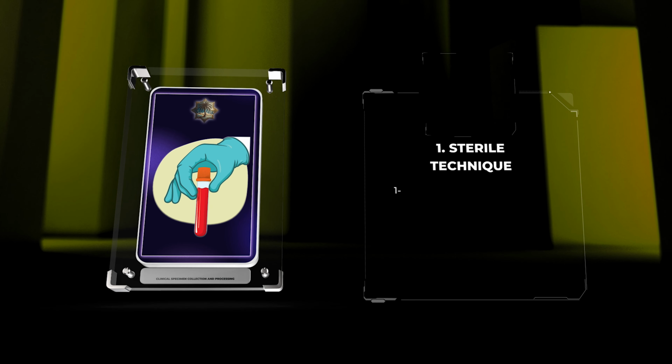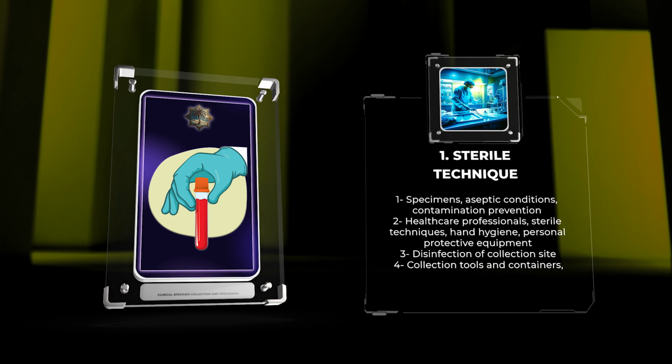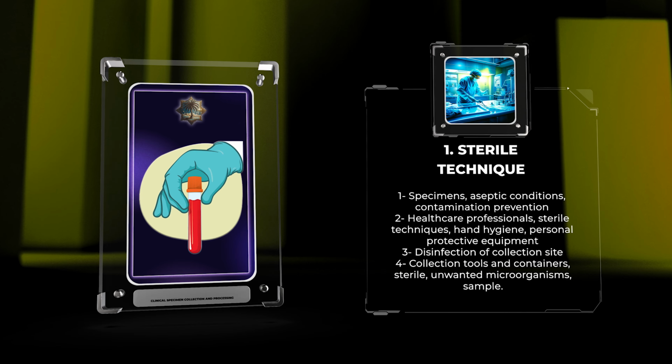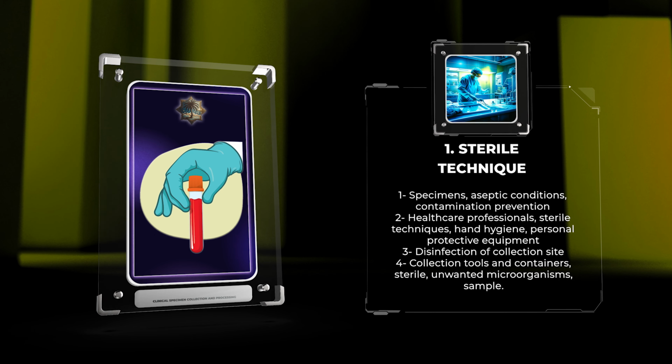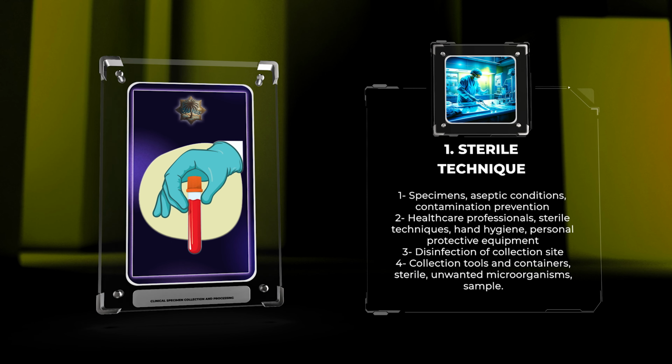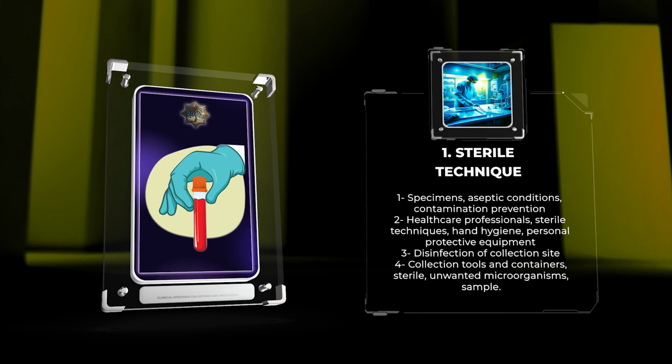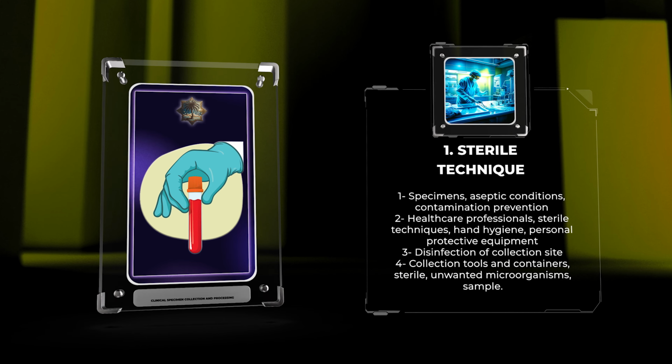When obtaining specimens, it is paramount to maintain aseptic conditions to prevent contamination. Healthcare professionals must follow strict sterile techniques, such as proper hand hygiene, the use of personal protective equipment, and the disinfection of the collection site. Additionally, the collection tools and containers should be sterile to avoid introducing unwanted microorganisms into the sample.